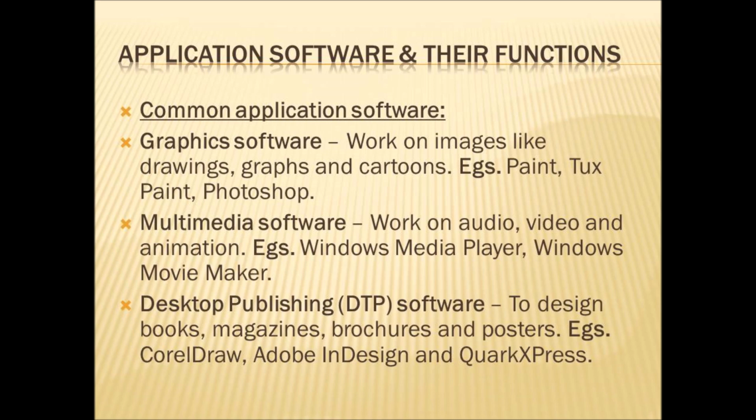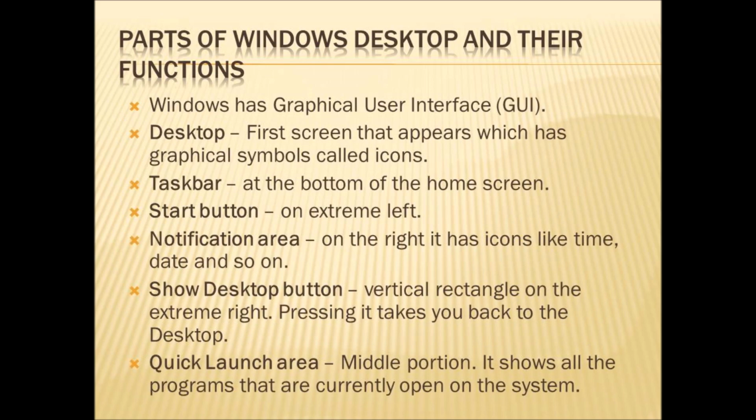Next one is desktop publishing software. It is also known as DTP software in short. It is used to design books, magazines, brochures and posters. If you see the books, magazines and posters, they will be in a specific design. This design can be done with the help of desktop publishing software. For example, CorelDRAW, Adobe InDesign and QuarkXPress are some of the DTP software available for designing books, magazines, brochures and posters.